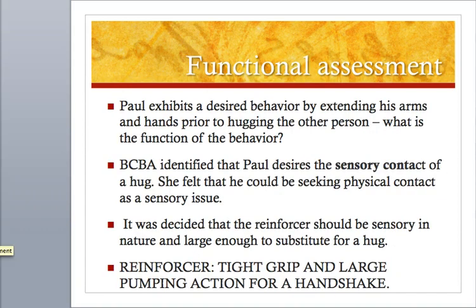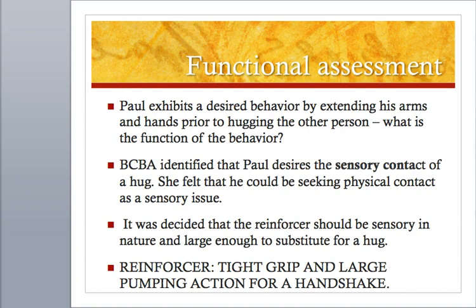All right. So the first thing that they did was a functional assessment, and they found that Paul exhibited this desired behavior by extending his arms and his hands prior to hugging the other people. And the question was, what is the function of this behavior? Why was he doing this? And the BCBA, who was involved with the project, identified that Paul was looking for the sensory contact of a hug. And she felt that he could be satisfied with other kinds of sensory input instead, and that he could be seeking physical contact as a sensory issue.